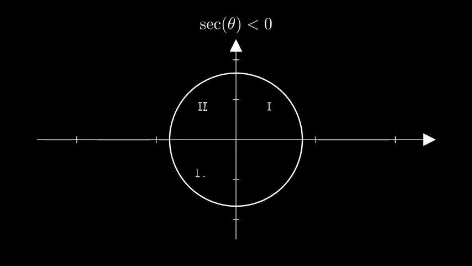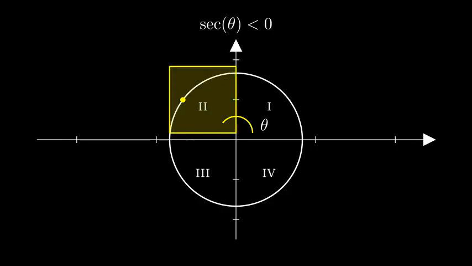Since secant theta is negative, and secant equals 1 over cosine, we know cosine theta must be negative. Additionally, cotangent theta equals -2, which means cosine theta over sine theta equals -2. Given these conditions, theta must be in quadrant 2, where cosine is negative and sine is positive.